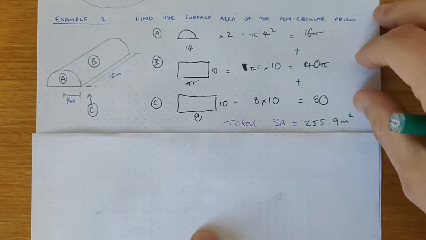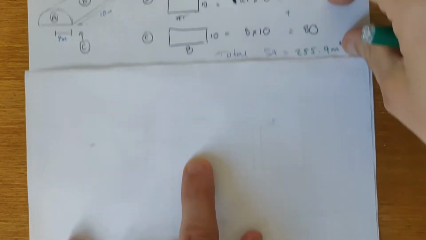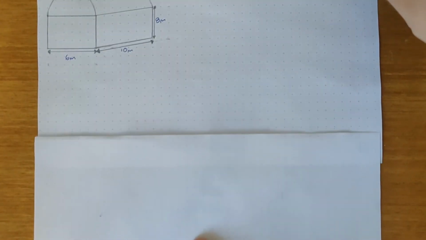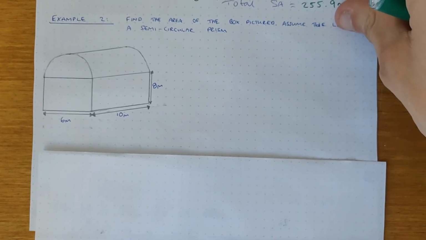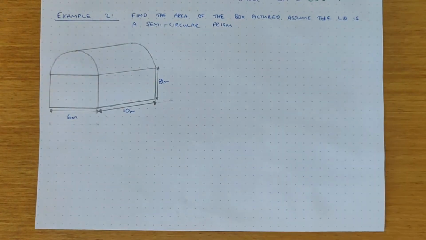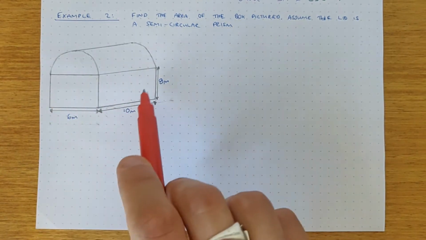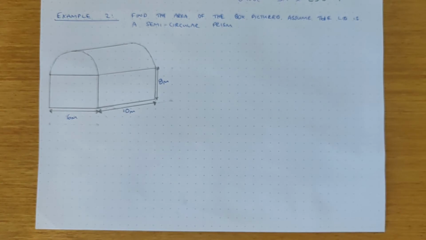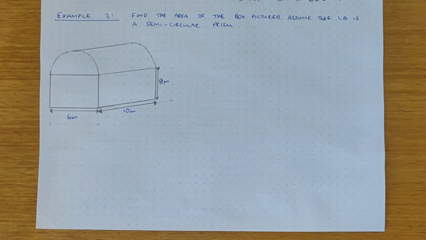Now, my second example is on the screen now for you. If you would like to have a go at that, by all means do so now. Now, this question is similar and builds upon what we did in the previous question. We have a box which is a cuboid and a semicircular prism. Again, I'm going to treat it face by face.